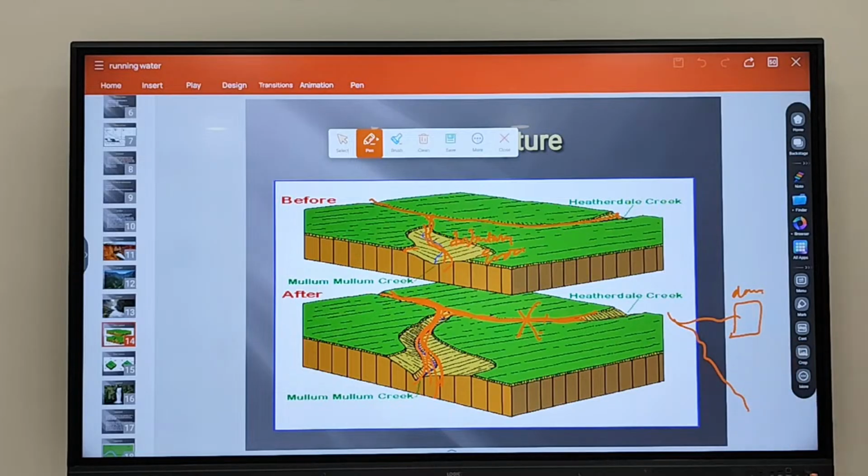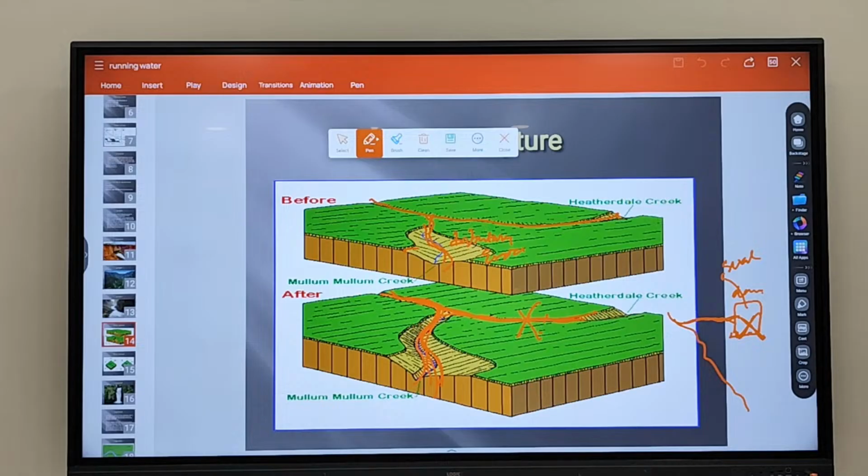What will happen to this dam? It will be of no use. But why? Because you have created this dam to store water. Now the river has changed its course and is now moving like this. So this dam will be of no use. That's why wherever a river is frequently changing its course, it is difficult to create infrastructure in those areas.